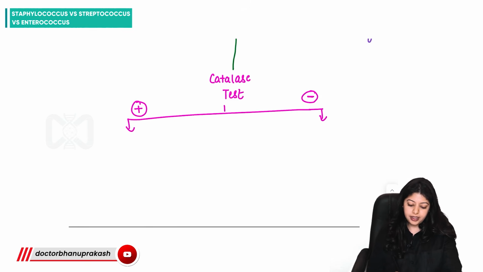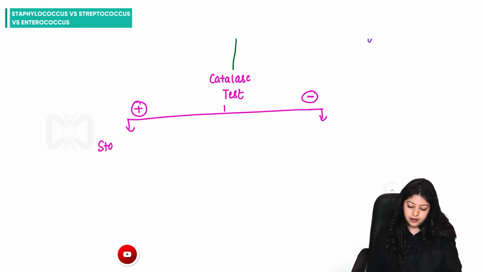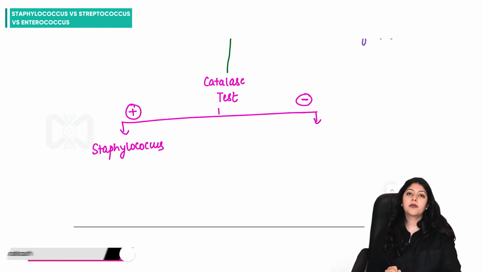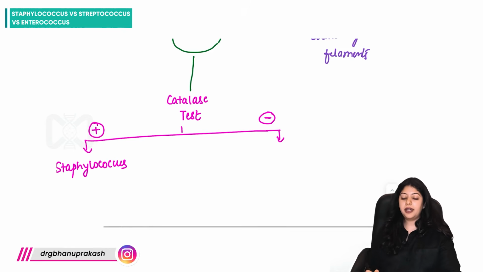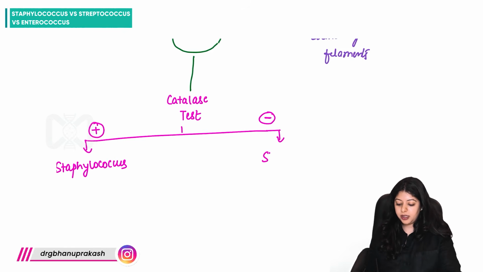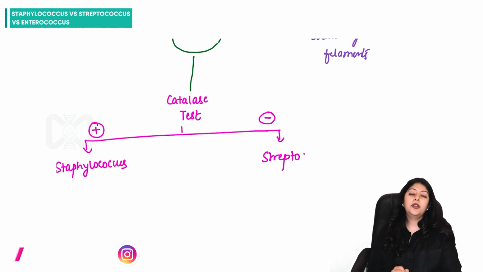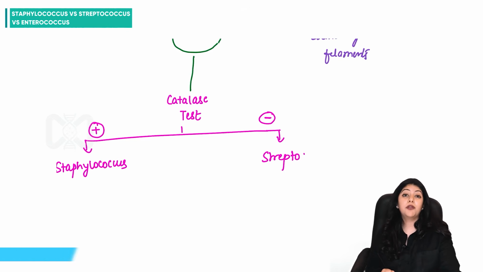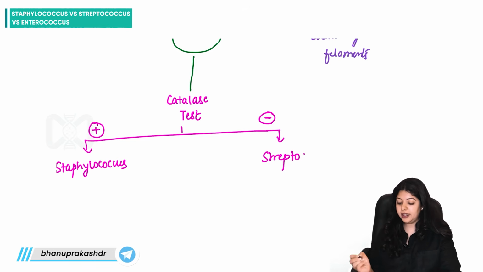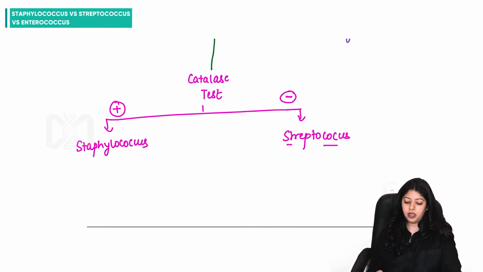Positive catalase is given by Staphylococcus, whereas a negative catalase test is going to be given by either Streptococcus or Enterococcus. So this particular test, as we've already discussed, was used to differentiate members of the family Micrococcaceae and Streptococcaceae, right? So it can be Streptococcus or Enterococcus. So let us write Streptococcus here.